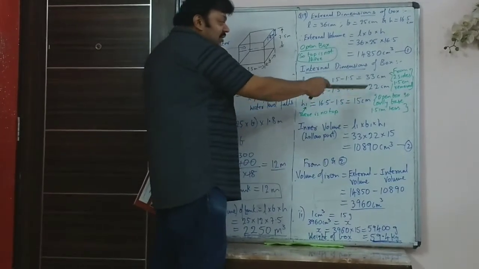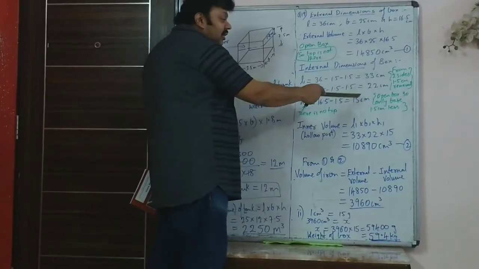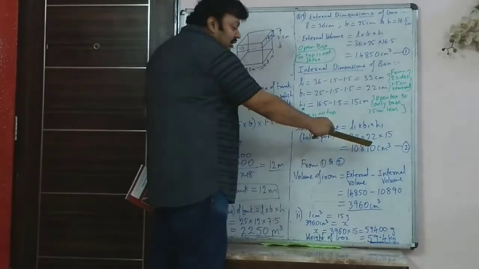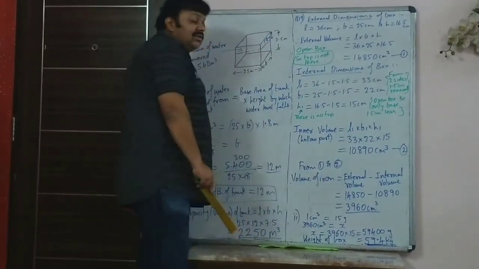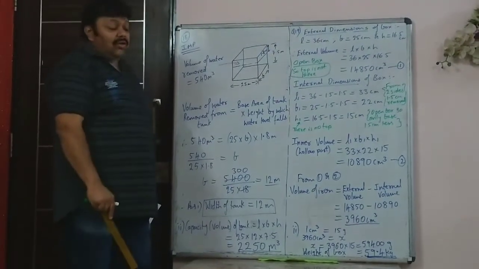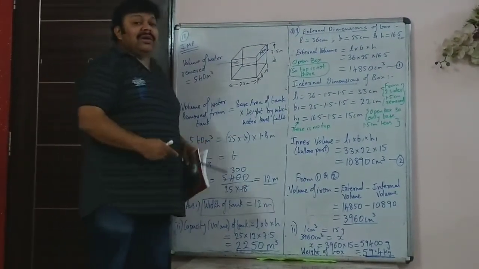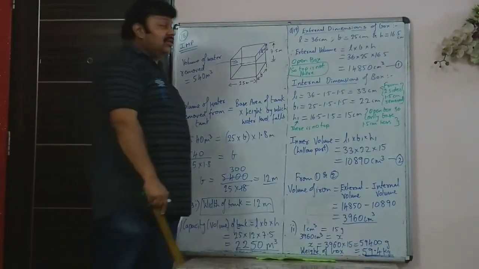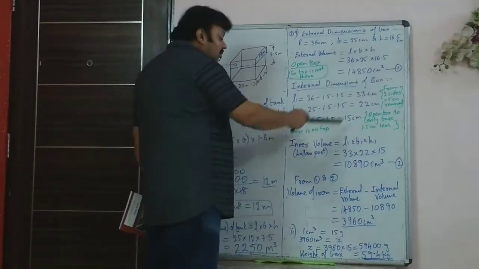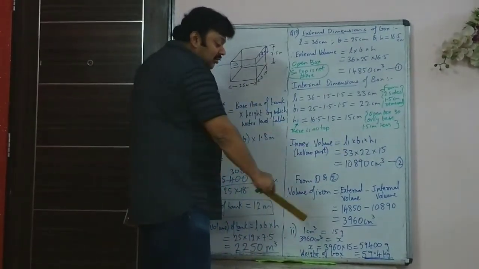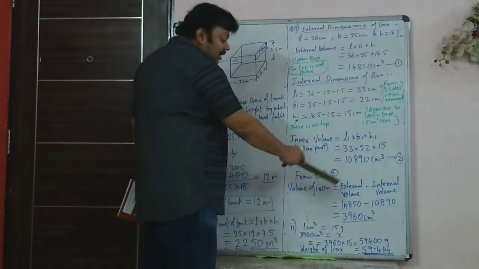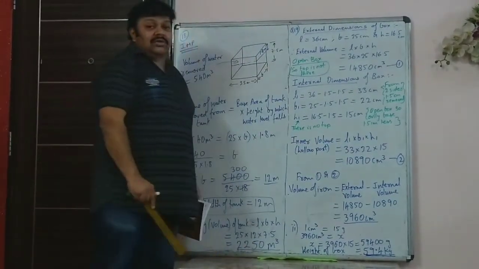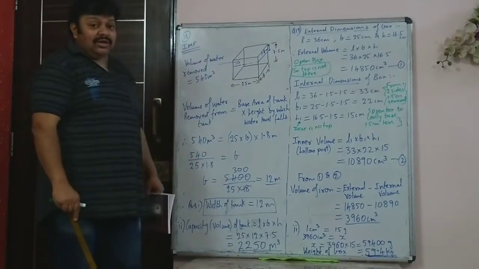So this is having dimensions 33 into 22 into 15. That is 10890 centimeter cube. That is the volume of the inner or the hollow part. So how much metal or how much iron is there? That volume would be external volume minus internal volume. That is 14,850 minus 10890, which is 3960. That's the volume of iron.